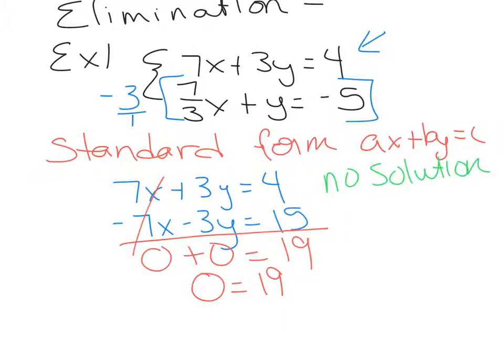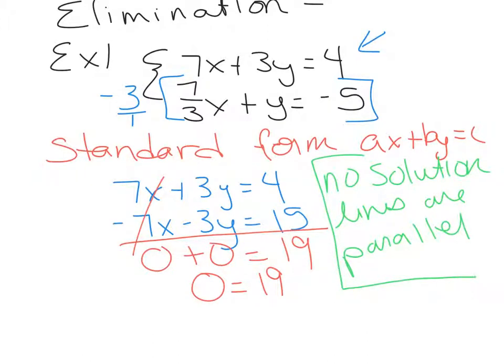And we know this from the last section, that when there are no solutions, that means that these two lines are parallel. And this is your answer here for this system. There are no solutions, these lines are parallel.